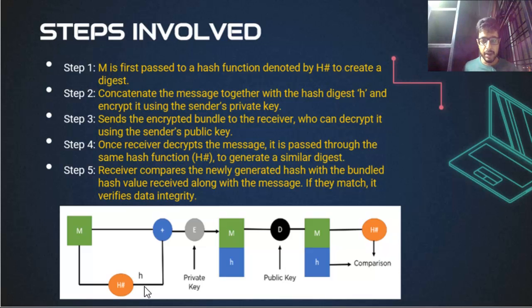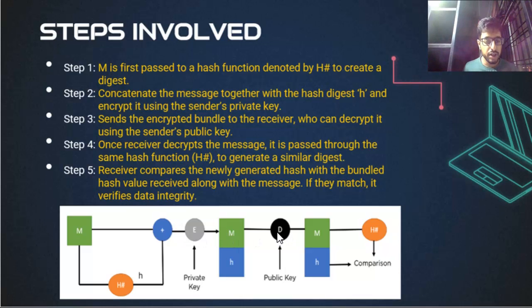Next, it bundles the message together with the hash digest h and encrypts it using the sender's private key. So this hash digest small h is concatenated with the original message. It is bundled together. And now we will use the sender's private key to encrypt this bundle or the concatenated message. Now this M and H together concatenated is encrypted using the private key of the sender. It sends the encrypted bundle to the receiver who can decrypt it using the sender's public key.